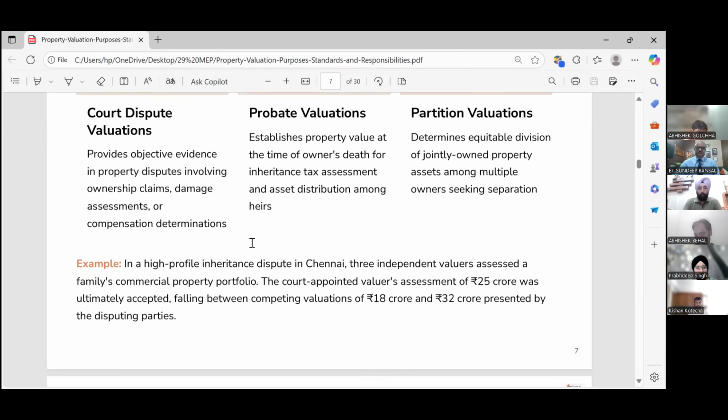Let us suppose, for example, in a high-profile inheritance dispute in Chennai, 3 independent valuers assessed a family's commercial property portfolio. The court-appointed valuer's assessment of rupees 25 crore was ultimately accepted, falling between competing valuations of 18 crore and 32 crore presented by the disputing parties.